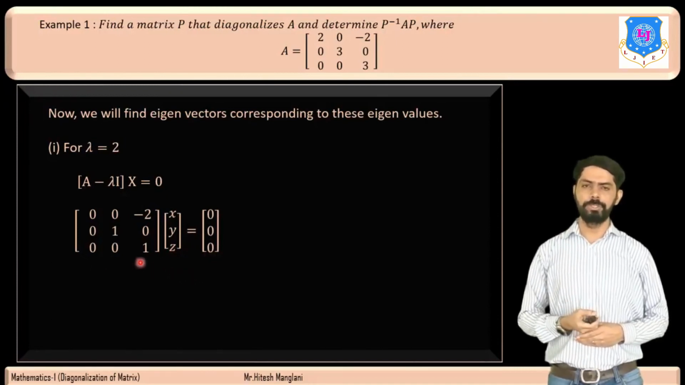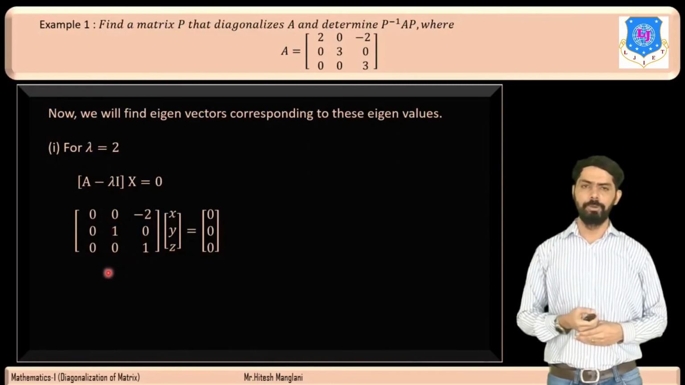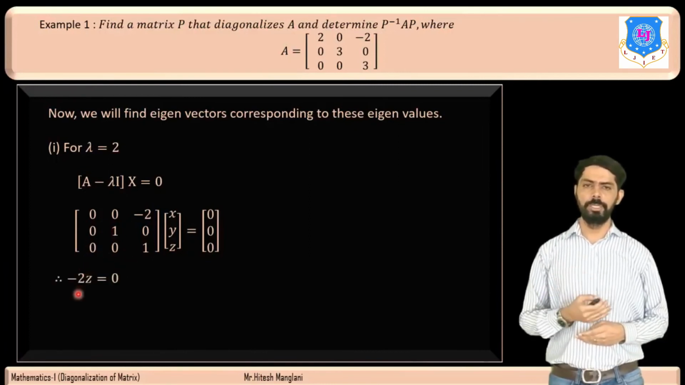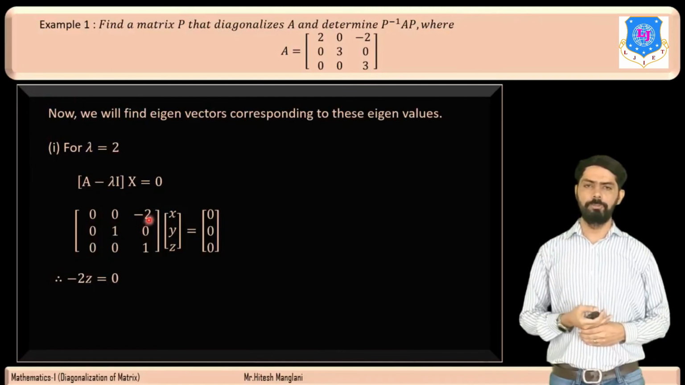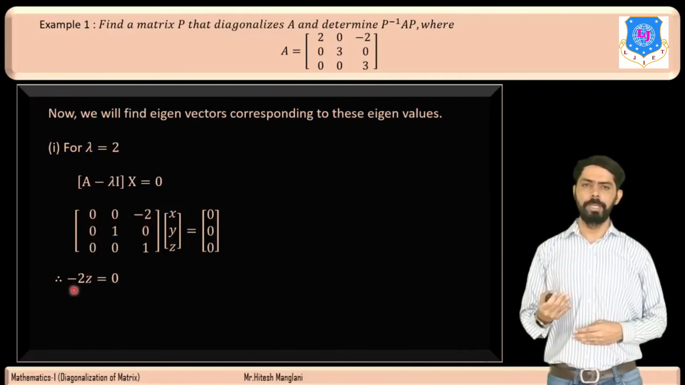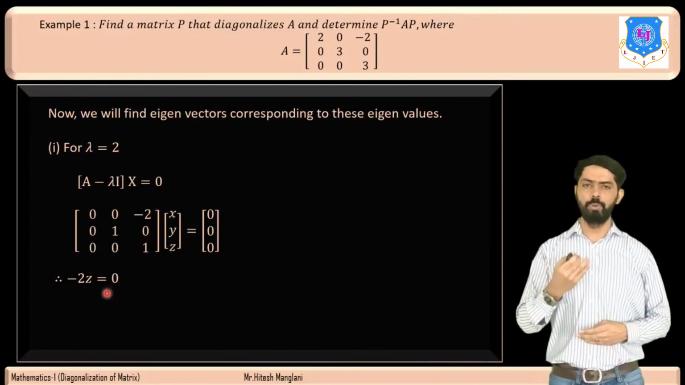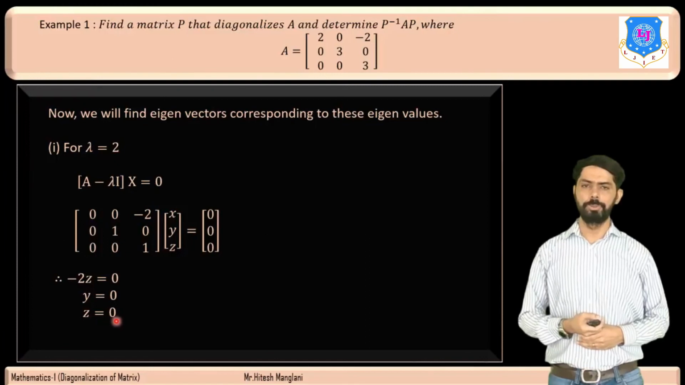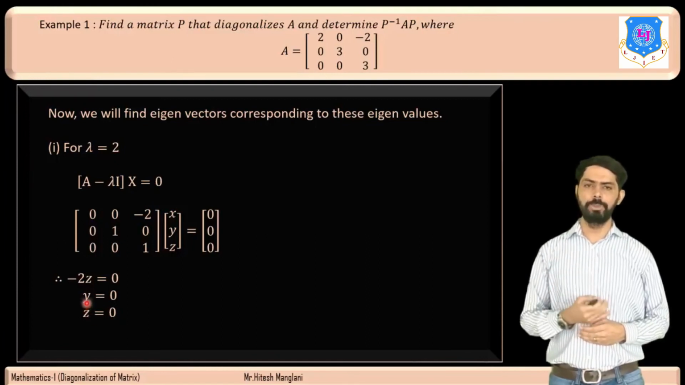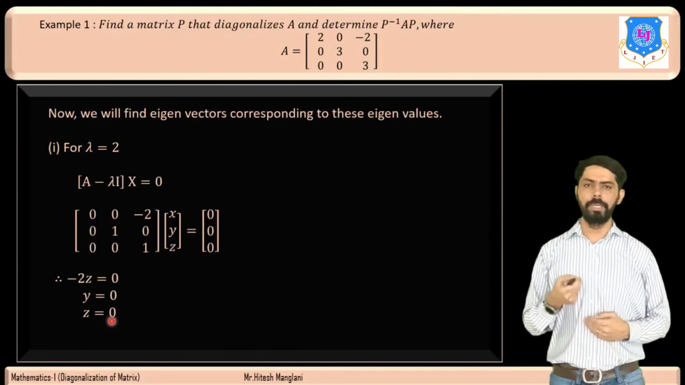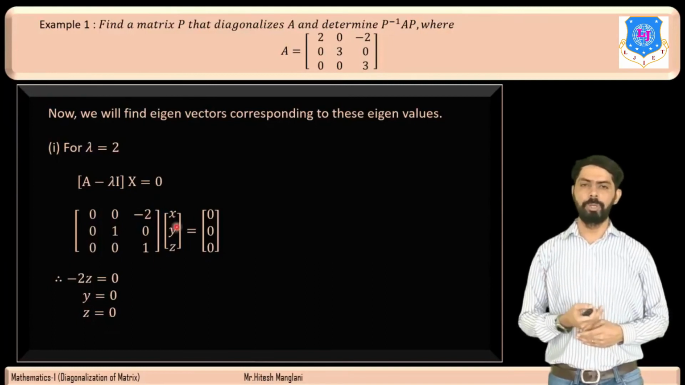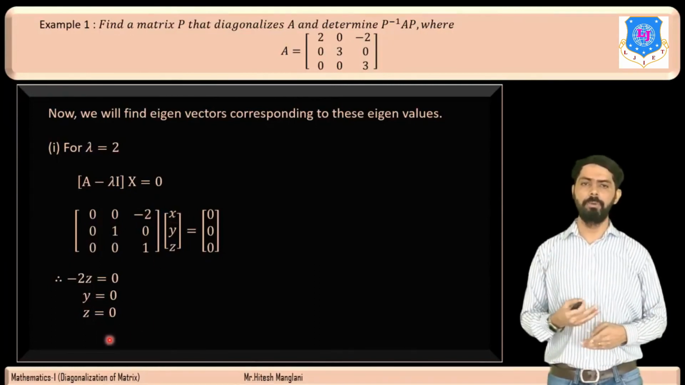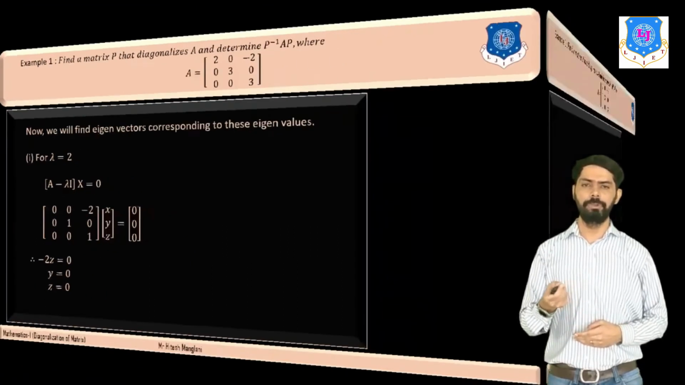Now if we write equations from this matrix, the first row gives the first equation: minus 2z is equal to 0. The second row gives y is equal to 0. The third row gives z is equal to 0. Therefore, y is equal to 0 and z is equal to 0. But here we have no information about x. So x may have any value, therefore x will be a free variable.